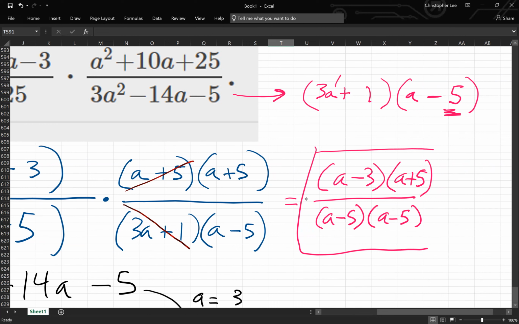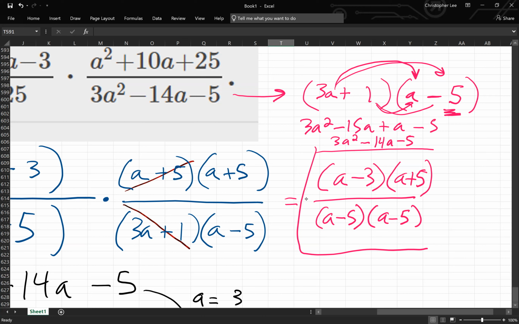Oh, you just distribute. Just like that. 3a times a is 3a squared. 3a times negative 5 is negative 15a. 1 times a is plus a. 1 times negative 5 is negative 5. And then combine like terms. 3a squared minus 14a minus 5. That's it. Right, that's how you would check your answer. Just distribute it out. All right.